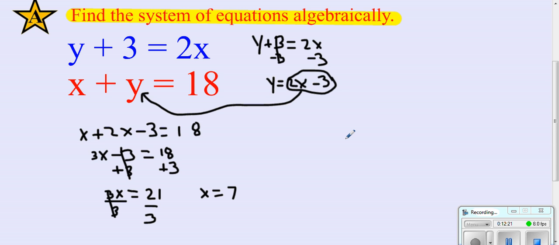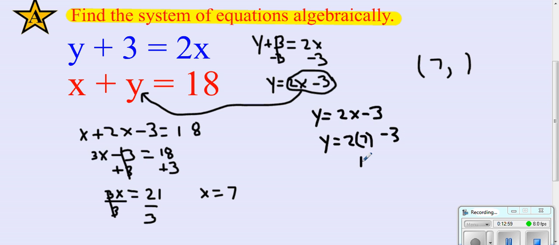But again, we do not have a y. So what we have is just the x-coordinate of where those lines, those linear functions, cross or intersect. So I'm going to use that. I solved for y here. So that's what I'm going to use. y equals 2x minus 3. And y equals 2 times, and instead of x, I'm going to put 7, because that's what I solved for, and that's what I think the x is. So 14 minus 3.